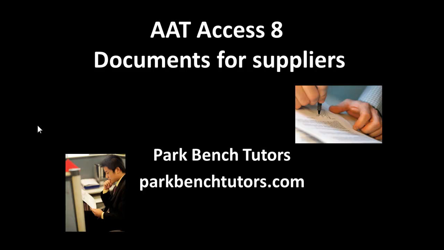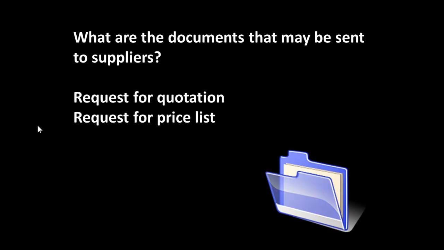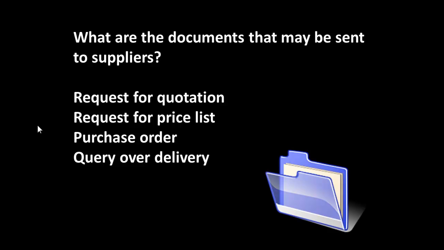This short podcast is about the documents which you may use with suppliers. What types of documents are there that may be sent to suppliers? You may request a quotation. You might be requesting a price list. You might be sending a purchase order. You might be questioning a delivery, or you might be paying the supplier, in other words giving a remittance.